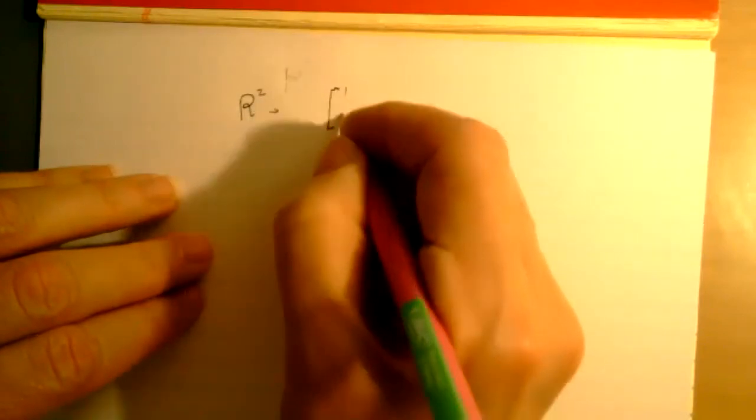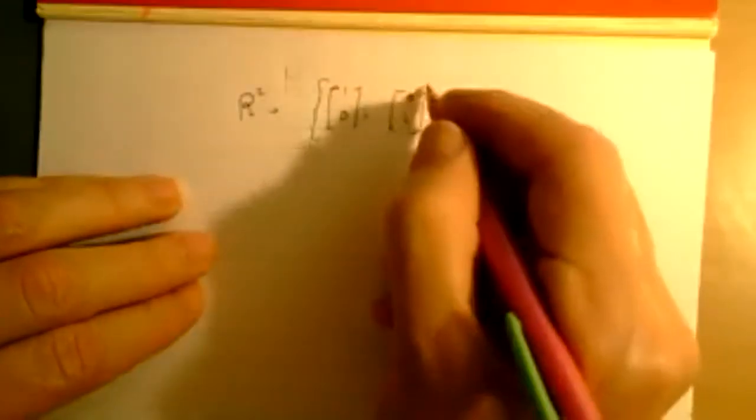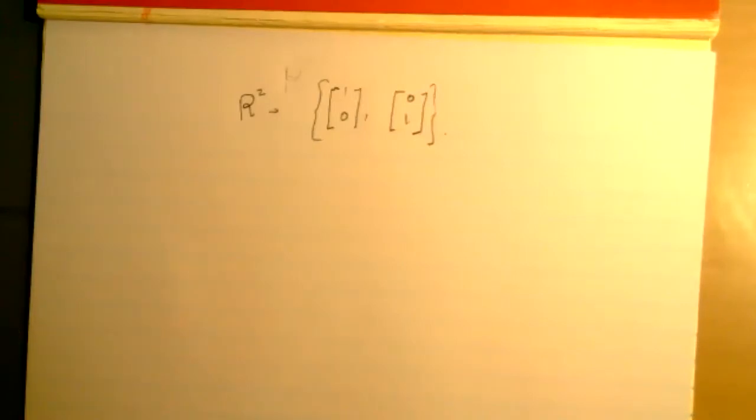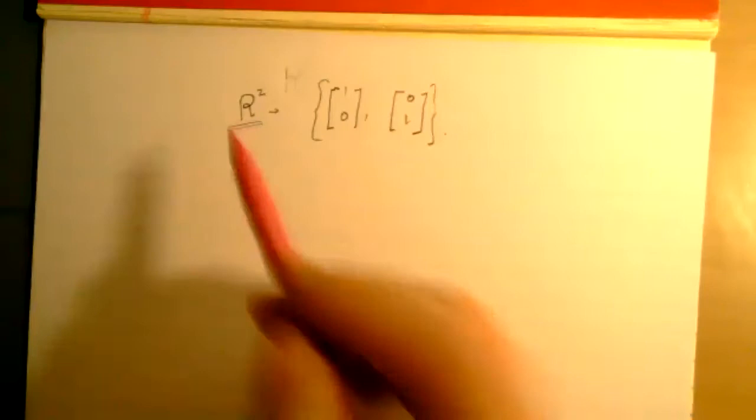And take the regular unit vectors that you are very familiar with, E1 and E2. Those two vectors form a basis for R2. So remember, a basis for R2 is vectors that are linearly independent, and when you take their span, you get all of R2. So those form a basis.